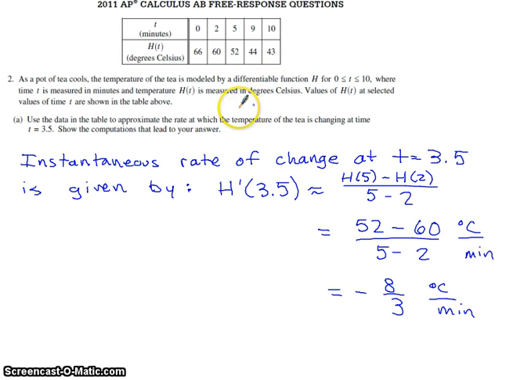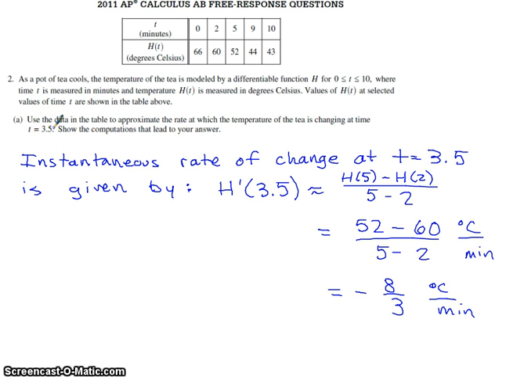But basically we have a pot of tea that's cooling, and the temperature of the tea within the pot is measured at various values of t. So t is measured in minutes, and then the temperature of the tea is measured in degrees Celsius. And then what we're asked to do in part A is to try and estimate at what rate the temperature of the tea is changing when t is equal to 3.5 minutes.